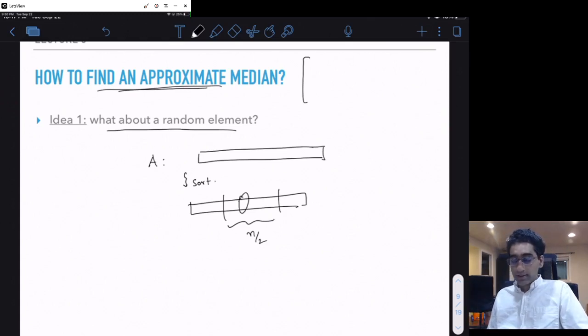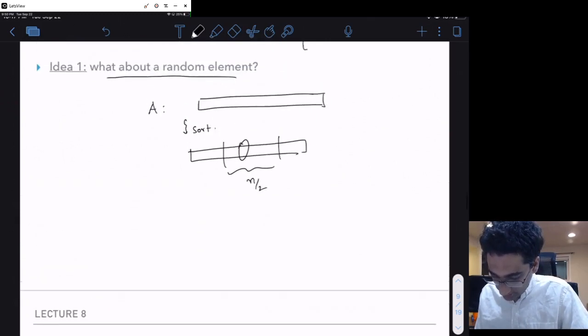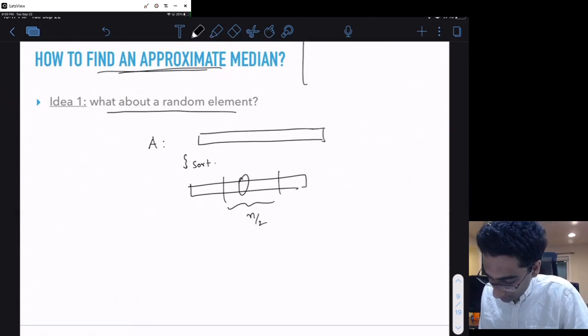Now you can say, what if I have the original A and I pick a uniformly random element from A? That's what I'm going to analyze: a uniformly random element from A.